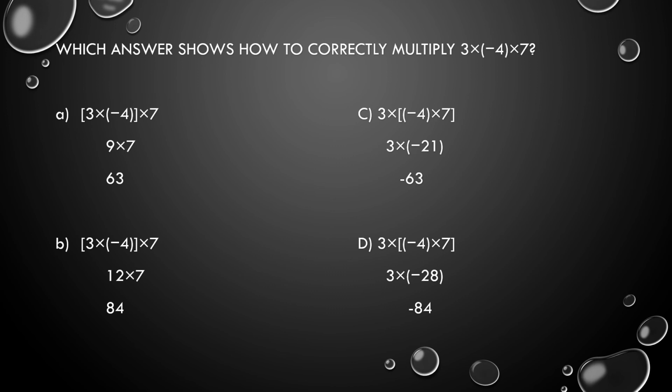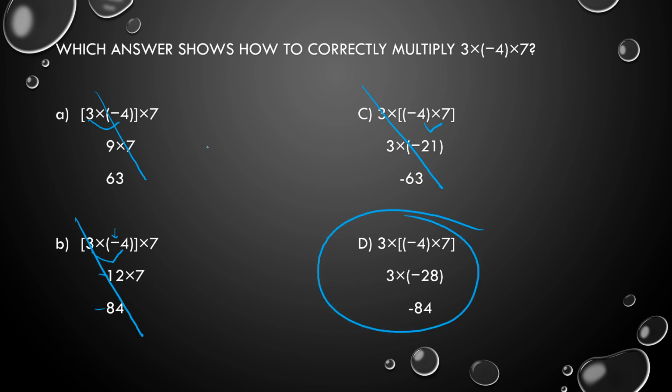Next one wants to know which answer correctly shows how to multiply 3 times negative 4 times 7. Okay, well, if we look at this first one, it's saying I'm doing 3 times 4, which is 9. Not correct. This one says I'm doing 4 times 7, which is 21. Not correct. This one says I'm doing 3 times negative 4, which is 12. Almost correct, but it's missing that negative, right? Because I have one negative here, which means my final answer should also be negative. So this one is not correct. So that means we're left with this one here. Negative 4 times 7 is negative 28, and 3 times negative 28 is negative 84.